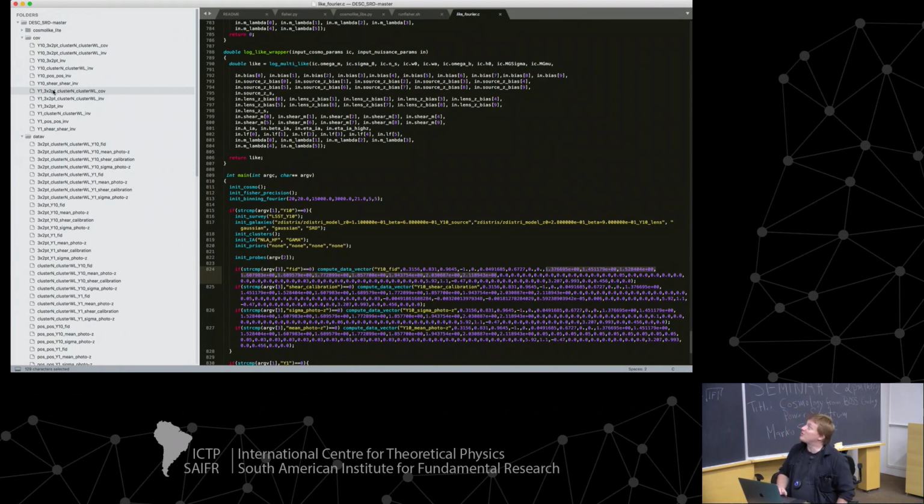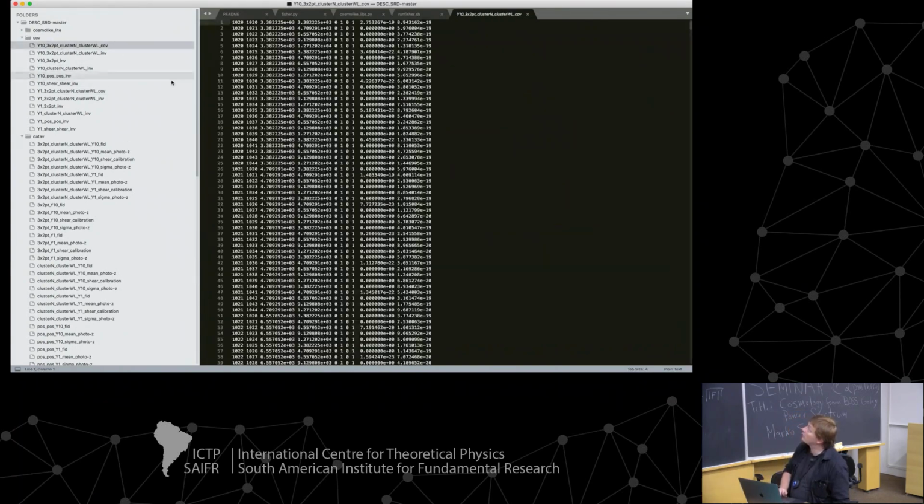So covariance matrices, they're all stored here. Now let's have a look at a covariance matrix. This is the year 10 covariance matrix. The relevant columns are here. This is all explained in the README. I didn't do documentation in these files. I should have done that. I'm sorry, but again, time. This is the Gaussian part of the covariance matrix. This is the non-Gaussian part of the covariance matrix.